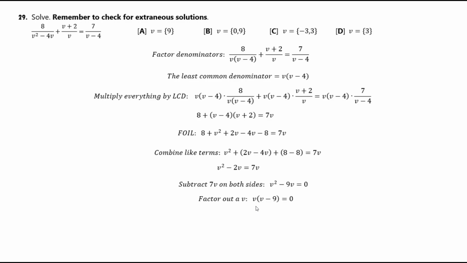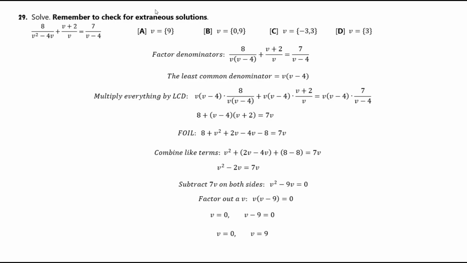Now we can set both of these things to 0. So now we know that v is equal to 0 and v minus 9 is equal to 0. So therefore, v is equal to 9. Remember to check for extraneous solutions. So in this case, v cannot equal 0 because if we plug it into the second fraction, you get 0. Therefore, v equals 0 is extraneous. So that is not a solution.